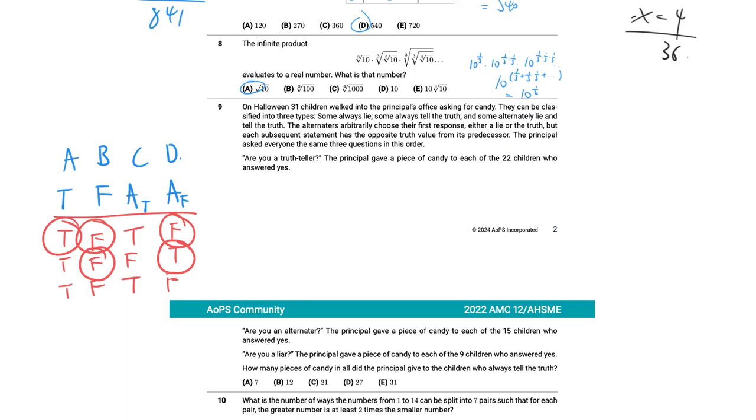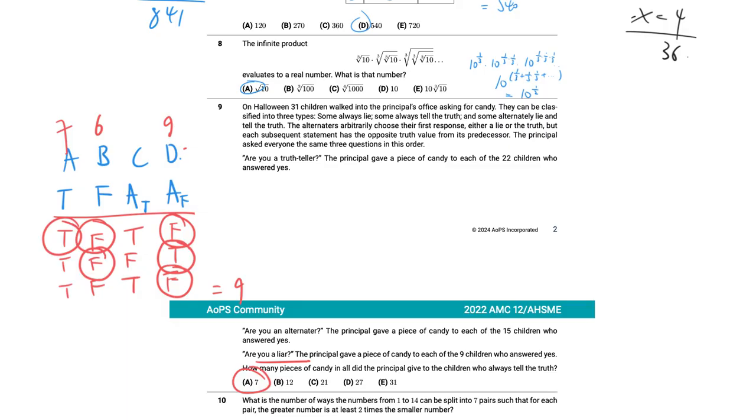And then, are you a liar? A would say no. B would say no. The alternating true would say no. The alternating false would say yes. So it would look like this, I think. And so this would be 9, so group D is 9. And then 15, B is 6, and A is 7. So the question is how many pieces of candy in all did the principal give to children who tell the truth? 7 only, unfortunately.